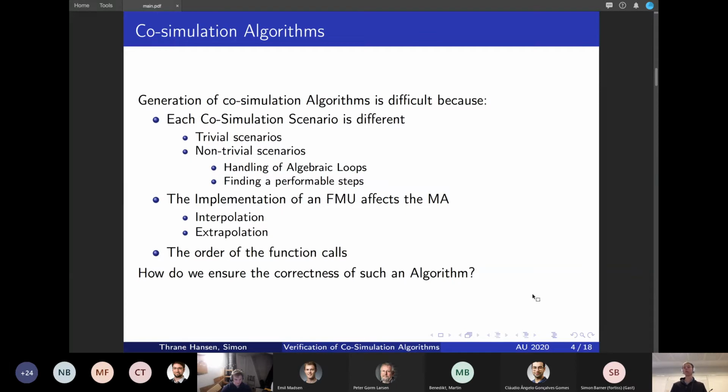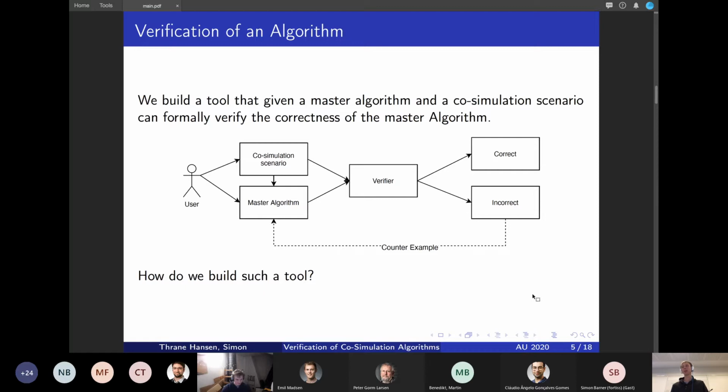So you could ask yourself, how do we ensure correctness of such an algorithm? And the answer is, not surprisingly, we built a formal tool that we can use to verify a master algorithm. The whole idea is that a user has this co-simulation scenario. He develops the master algorithm, and then he feeds both the scenario and the master algorithm into the verifier, and then we tell him if the master algorithm is correct with respect to the scenario or if it's incorrect. And if it's incorrect, then we would like to show the user: your master algorithm is incorrect, and here is the reason why.